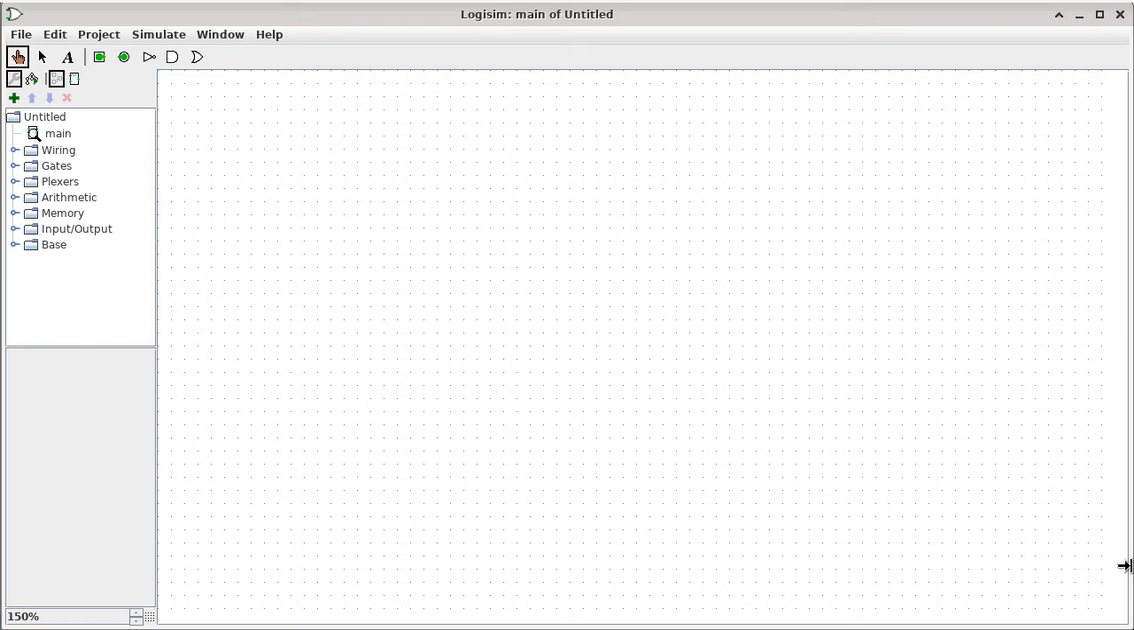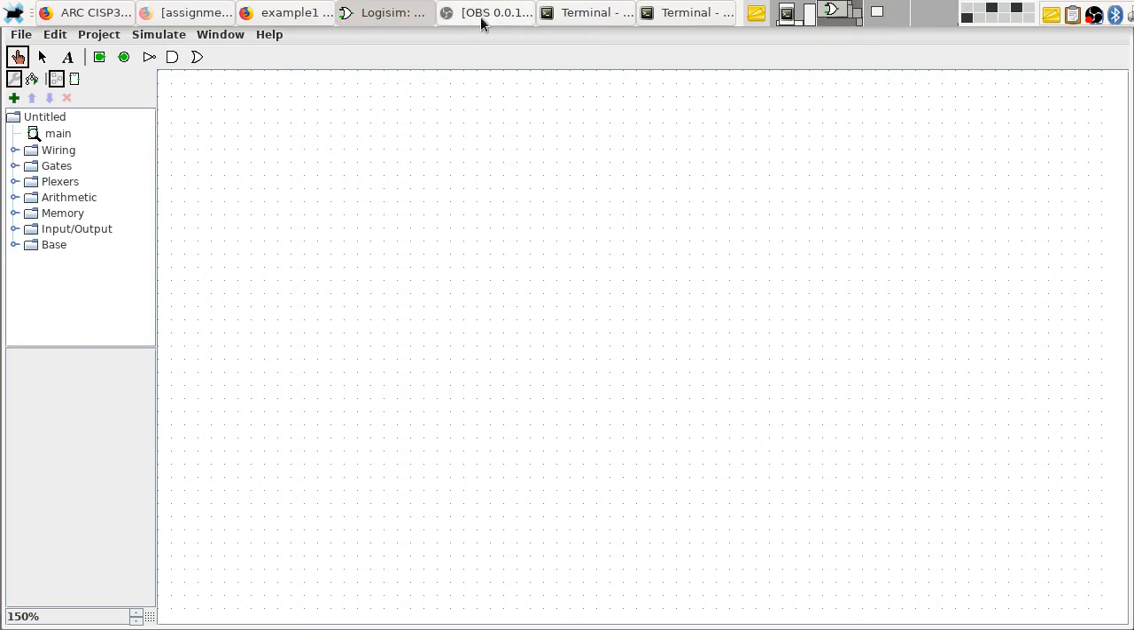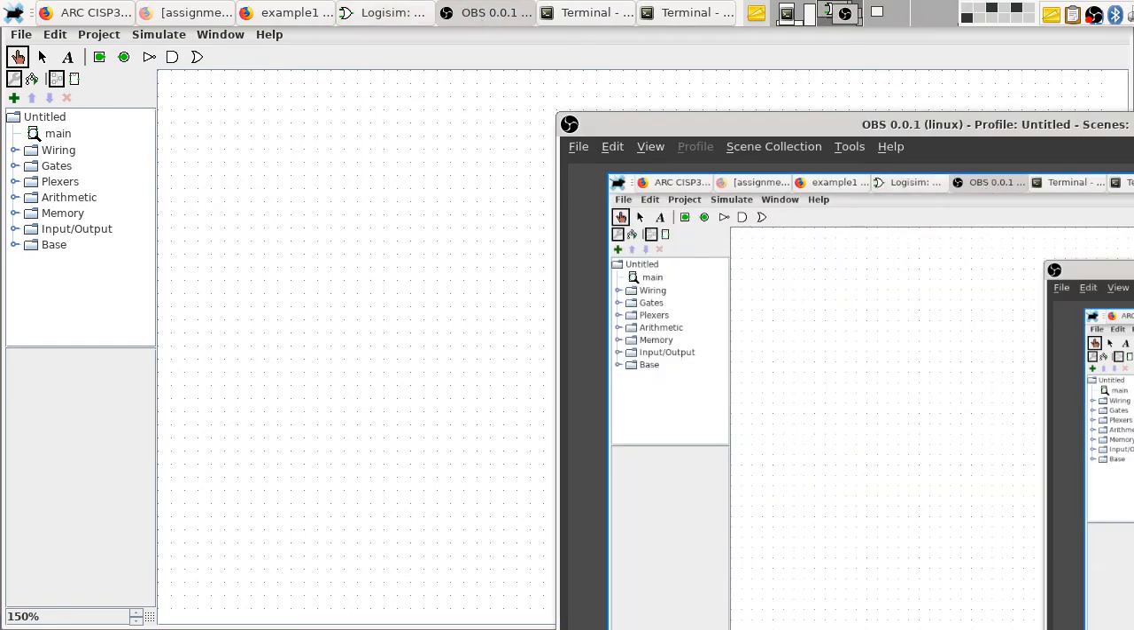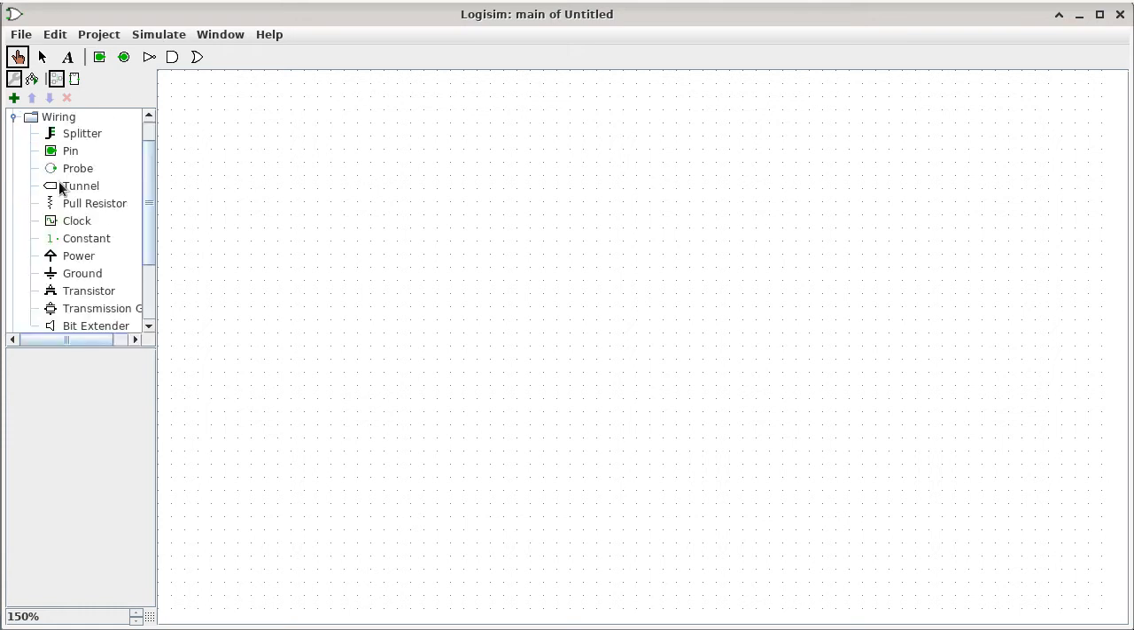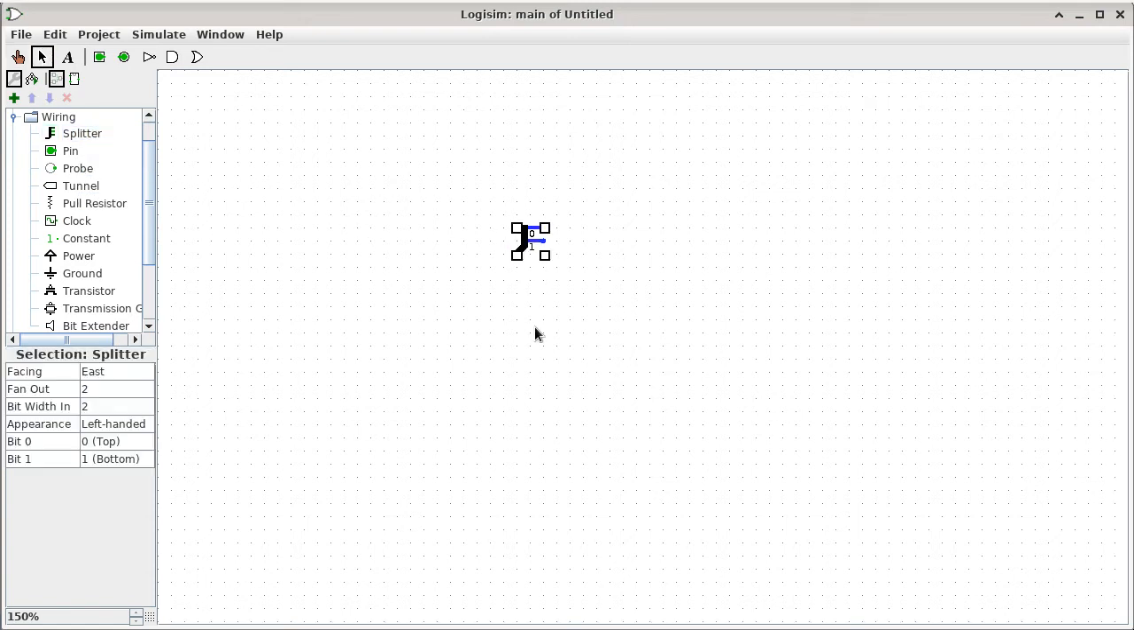All right. So the recorder is still on. The recorder is really just recording a part of my screen. So even though you could not see the other part, it was actually still recorded. All right. So what we'll do is we'll take a look at a splitter and find out what it is and what it can do. A splitter is the first thing under wiring inside Logisim. So we'll just pick one out and look at all the different properties of a splitter.